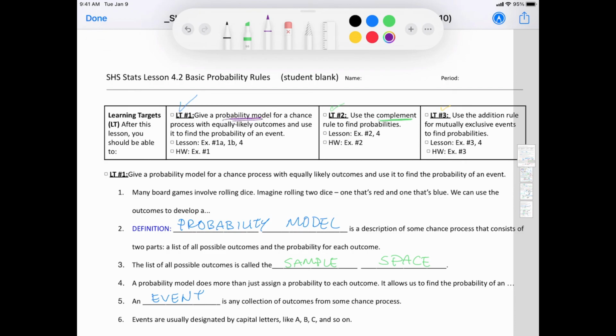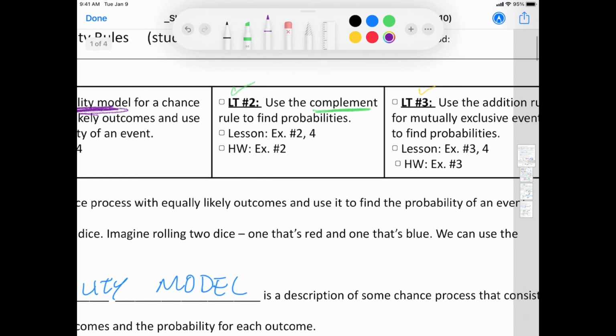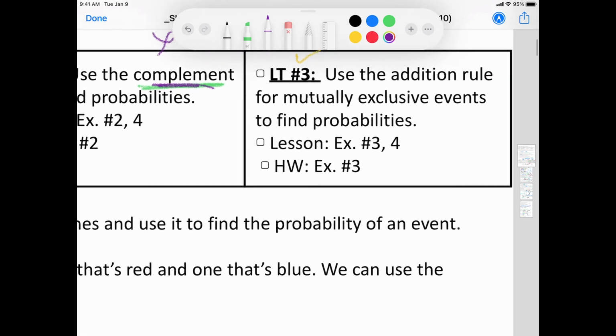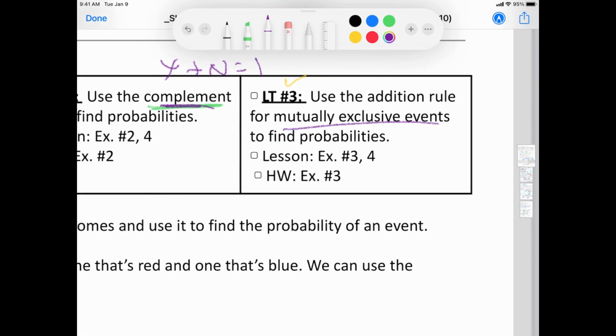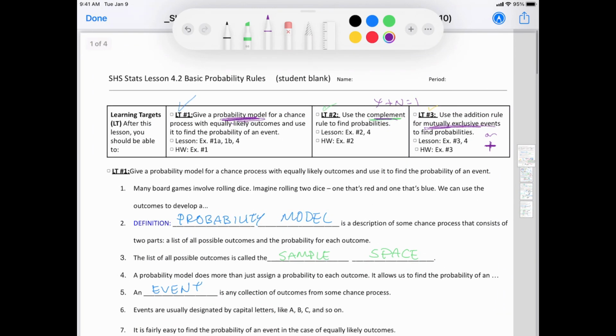So we've talked about a probability model. We've talked about the complement. It's kind of like yes plus no equals 1. And then we talked about mutually exclusive events. When you see the word or, you can change it to a plus sign in the addition rule only because they are mutually exclusive. Okay? And that is lesson 4.2.